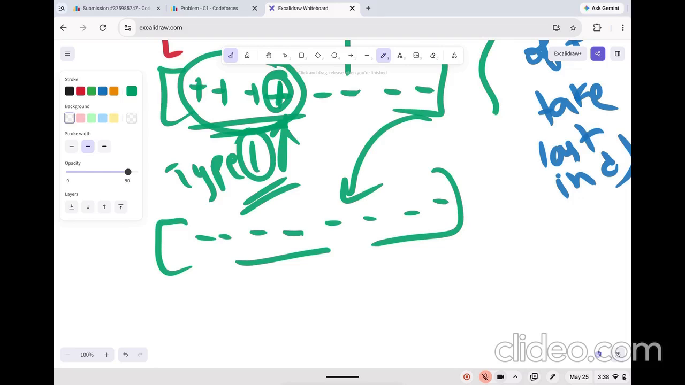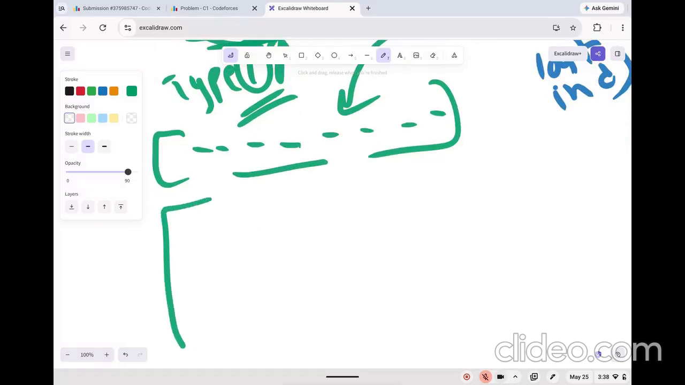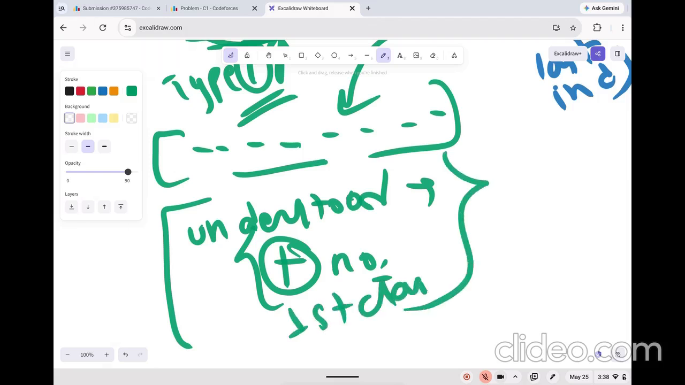But how will you find the index? That's the problem statement, right? First you understood this point. Tell me yes or no, that we need to take the positive numbers, and that positive index which is at the last of a bunch or a group, right? Even if it's one, take that element. So the first claim is clear, right?